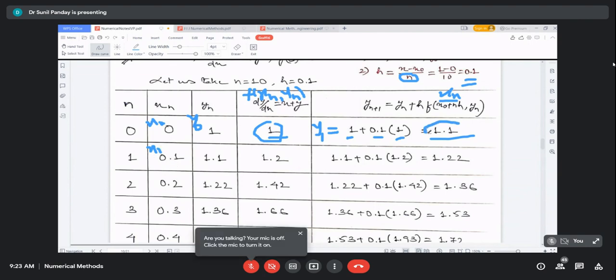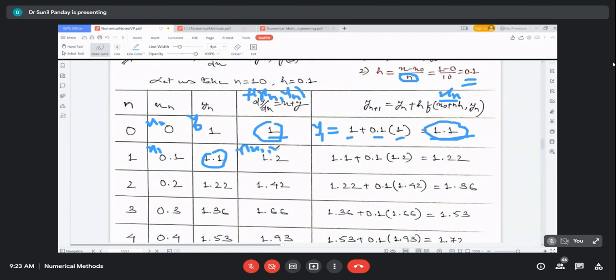Then y1 you have already evaluated here, so this is the value. And then you have to calculate f(x1, y1). Here you substitute x1 as 0.1 and y1 as 1.1, and you will get 1.2. And then you calculate your y2. y2 is y1 plus h f(x1, y1). So you substitute f(x1, y1) here, this is h and this is y1, and this is your y2.